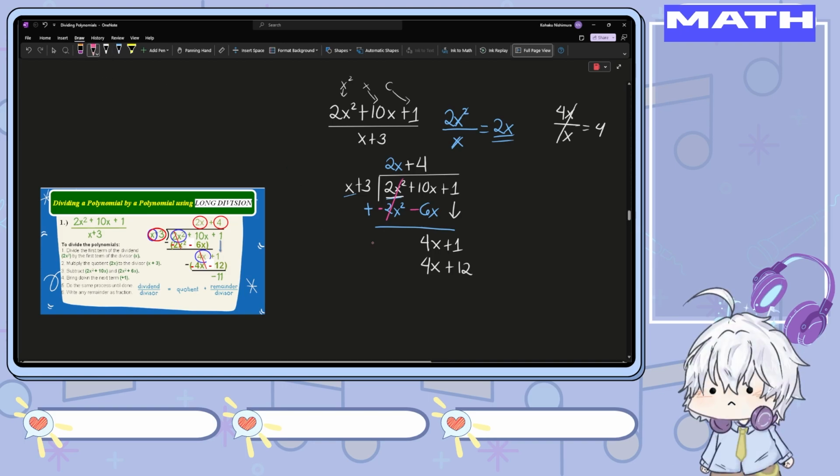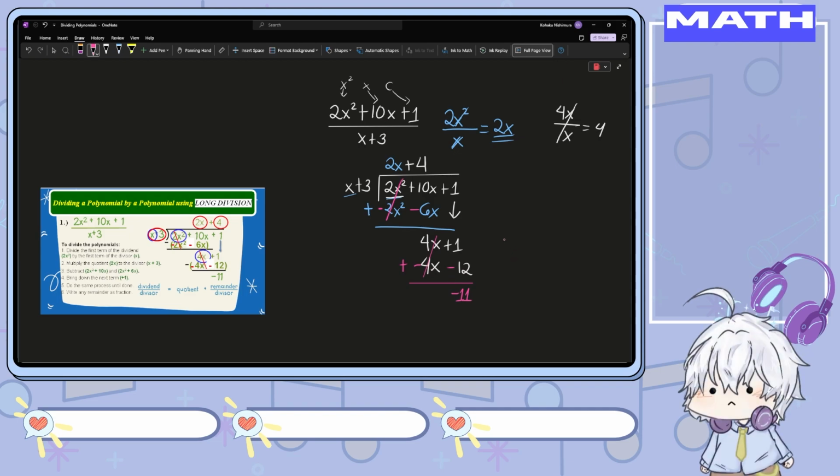Again, when we subtract, we change their signs and change to addition. So I'm going to put addition here, but take note, we need to change the signs. From positive 4x, this is negative 4x. From positive 12, this is negative 12. This will be cancelled out because positive 4x plus negative 4x is 0, and negative 12 plus 1 is negative 11. Thus, negative 11 is our remainder.